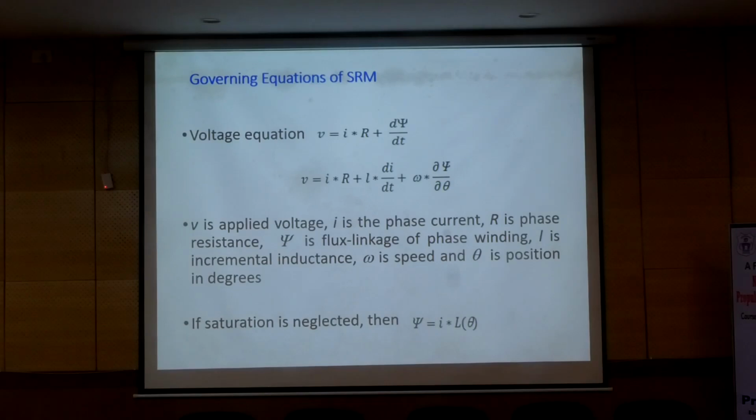In case saturation is neglected, then the flux linkage comes out to be a product of current and inductance. That means even the inductance is also changing. So this L is also a function of the rotor position. Therefore, the inductance profile changes linearly from the unaligned position to the aligned position. That's common for both motor operation and generator operation.